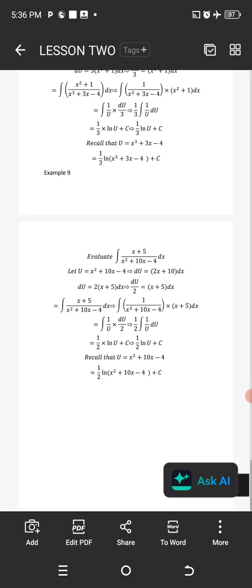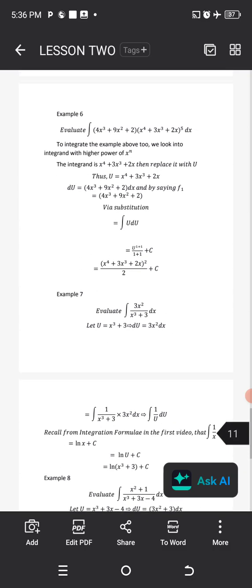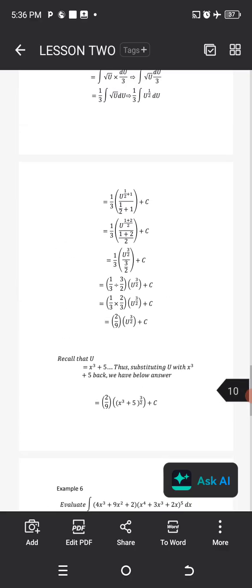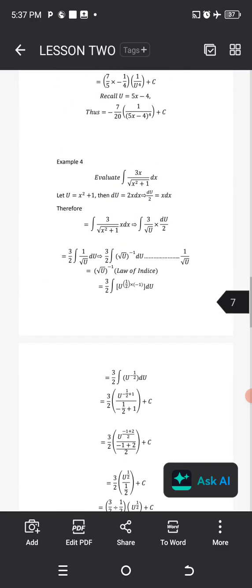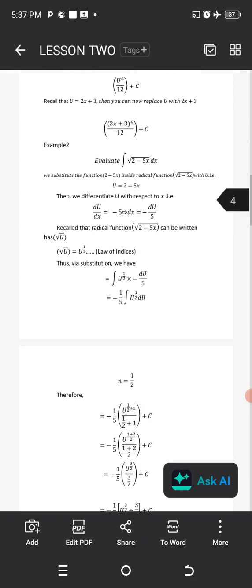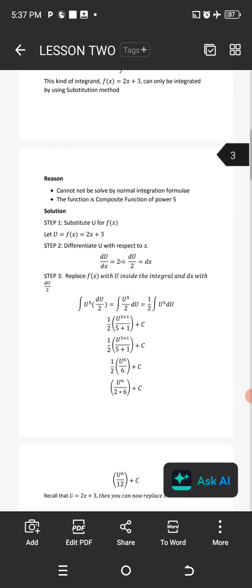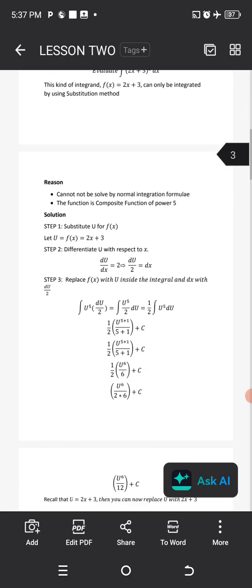So you can go through all these examples: example 9, example 8, example 7, example 6, example 5, example 4, example 3, example 2, and example 1. You can go through this slide, and it is explanatory. Everything is broken into segments, so it's something you actually understand.